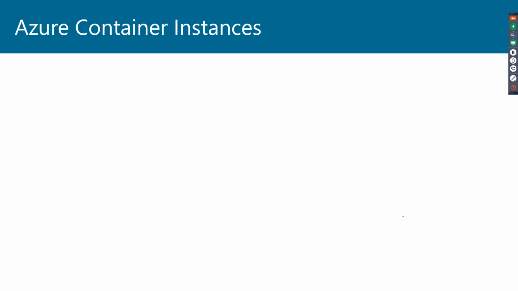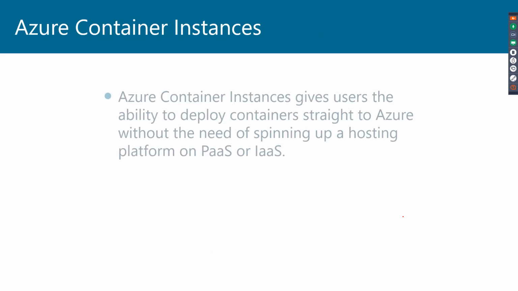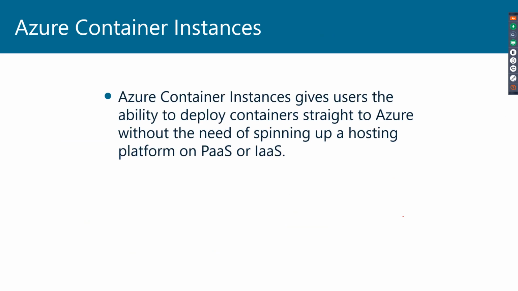So let's talk about Azure Container Instances, and this is just a very easy to use container offering on Azure. Azure Container Instances gives you the ability to deploy a container straight to Azure without spinning up any platform. So basically, you can just go right into the Azure portal, go through a wizard, and then come back in about 5 minutes and you have a container running. And it's running with a public IP address with ports exposed. You don't have to do any provisioning of infrastructure to make that work.